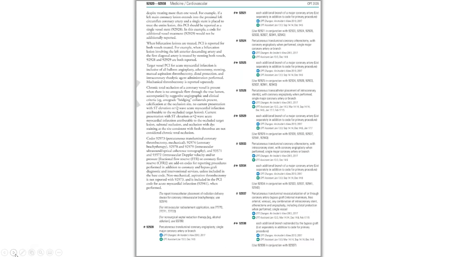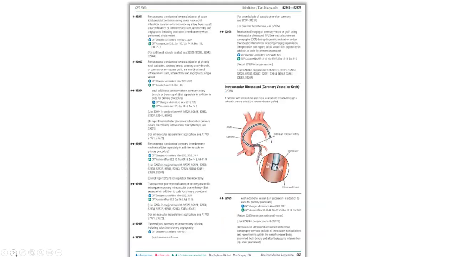Okay, I like to see things very quickly. So, against my code descriptors, I just write little brief indications of what they are. 92920 is a PTCA code. 92924 is for atherectomy. 92928 is for a stent or stents. 92933 is an atherectomy with stent. 92937 is when you have to go through a bypass.